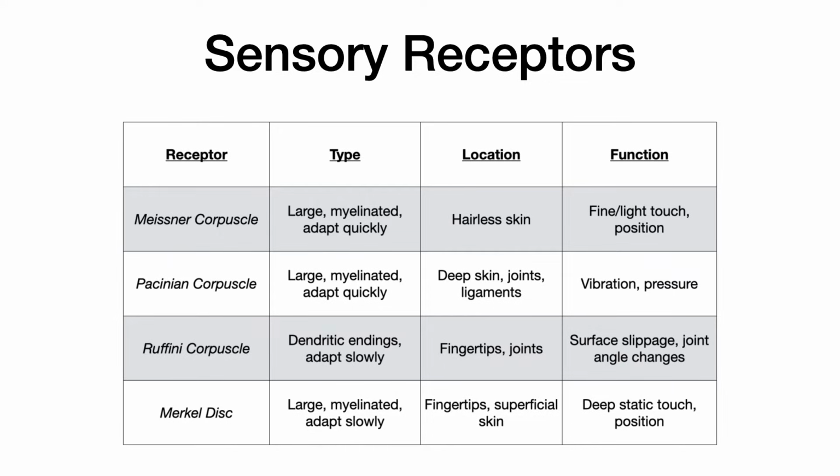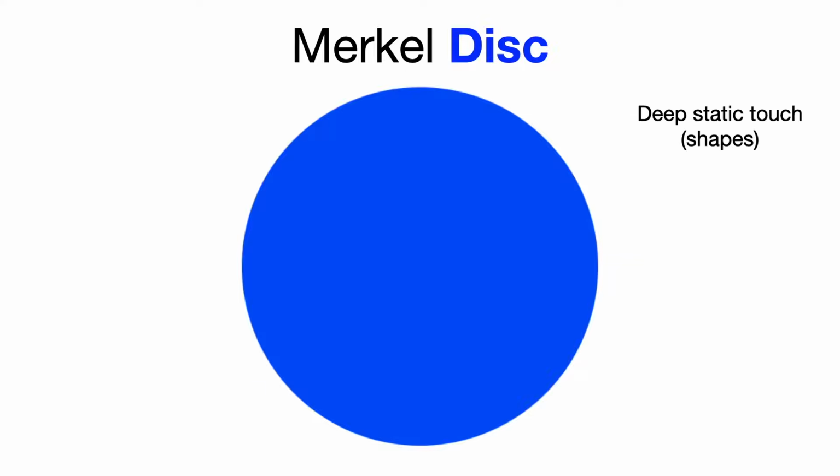But with that said, I do have a few mnemonics which will help shore up some of this chart. So if you're feeling cramped for brain space, let me offer you some sweet mnemonics. Merkel disc is really easy to remember because it has the word disc in its name. And of course, disc is a shape. So it's easy to remember that the Merkel disc is responsible for deep static touch, which again is another way of saying that it helps differentiate shapes.